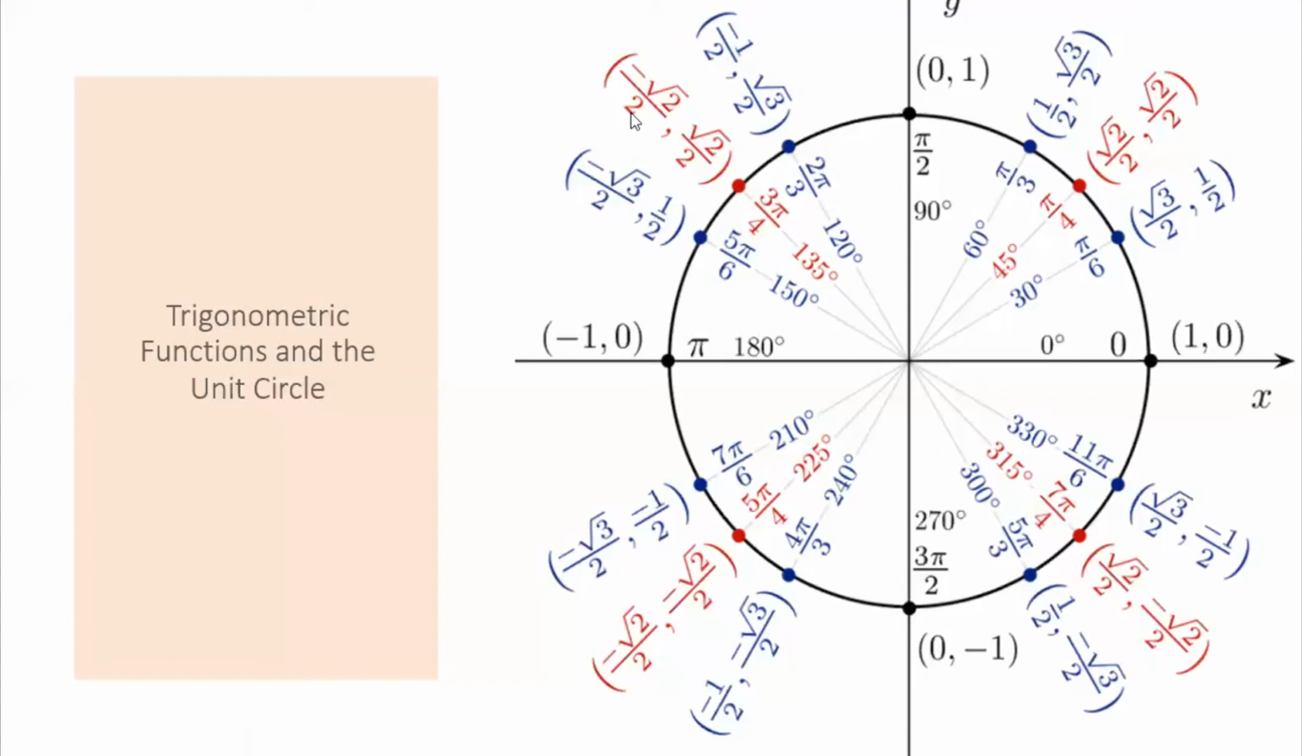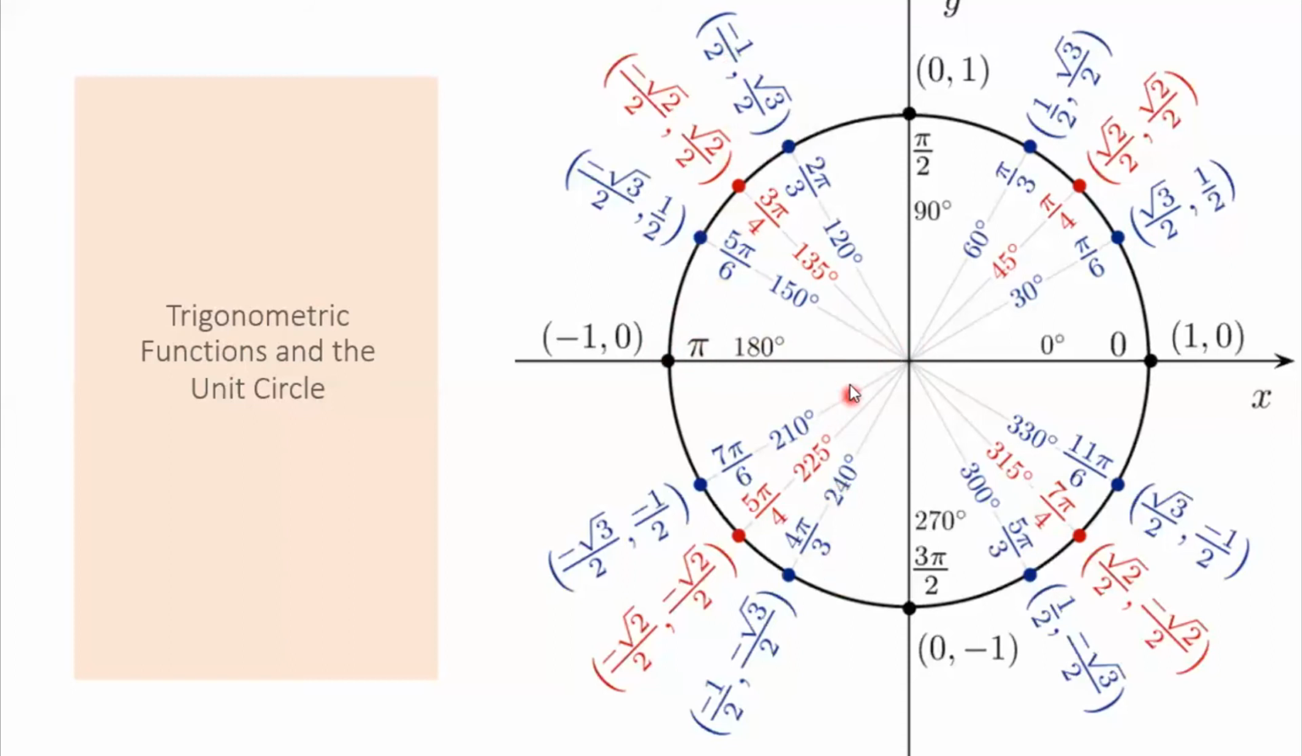Sorry, this is negative 1/2. Then, what is the cosine of 3 pi over 4? For 3 pi over 4, the cosine is negative square root of 2 over 2. So notice that the points that lie in the second quadrant have a negative x-coordinate. That means all the points here, the x values are negative in the second quadrant.